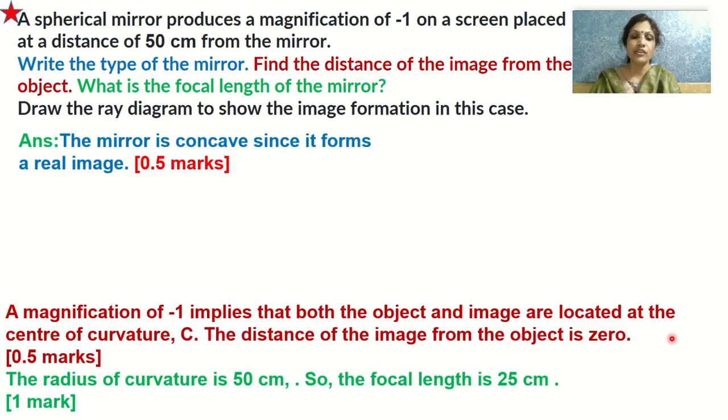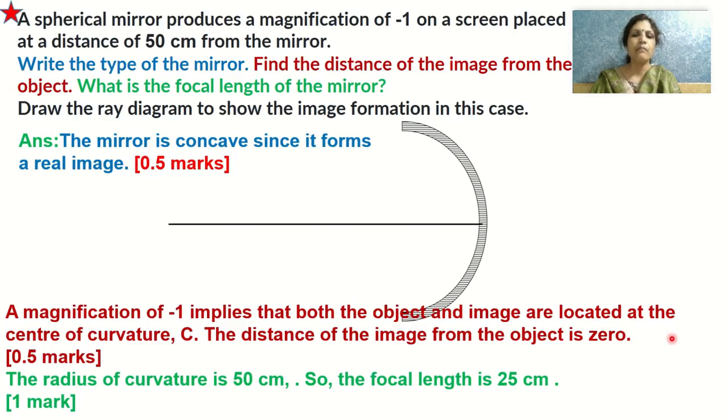So the radius of curvature will be 50 centimeter and the focal length is always half the radius of curvature. So it will be 25 centimeter. Now how do we draw the diagram? Look at this. We will take a concave mirror and a principal axis, and mark the pole, focus and center of curvature. The object is placed at the center of curvature.